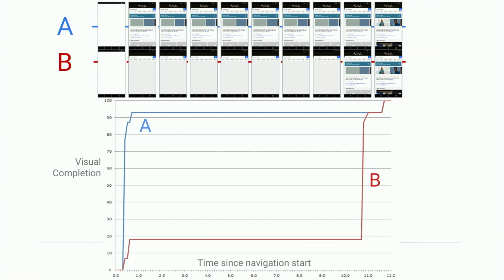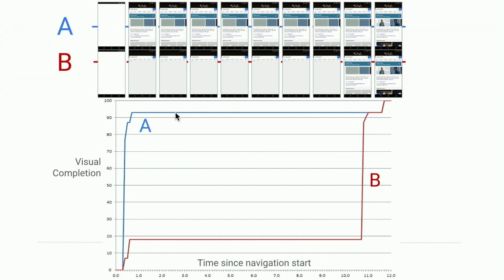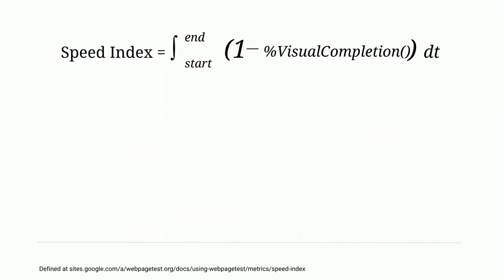This has a few effects, but once we know visual completion, then we can plot it, right? So A, which gets more visually complete at the beginning, jumps up and is sitting at 90, 93, whereas in our second case, it's not so high, right? So we have this look of how the visual completion works over time, and then we want to compute a number out of it.